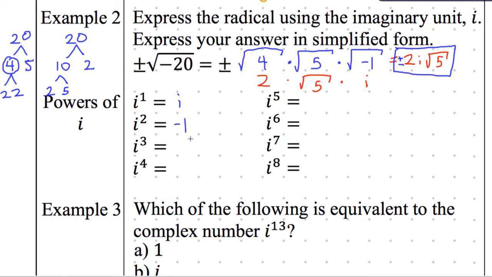Is there someone else that wants to try this before I give away the hint? Hint, hint, hint. Here's the hint. i to the power of 3 is the same thing as i squared times i to the power of 1. This is your rules of exponents. I add the exponents when I multiply same bases.